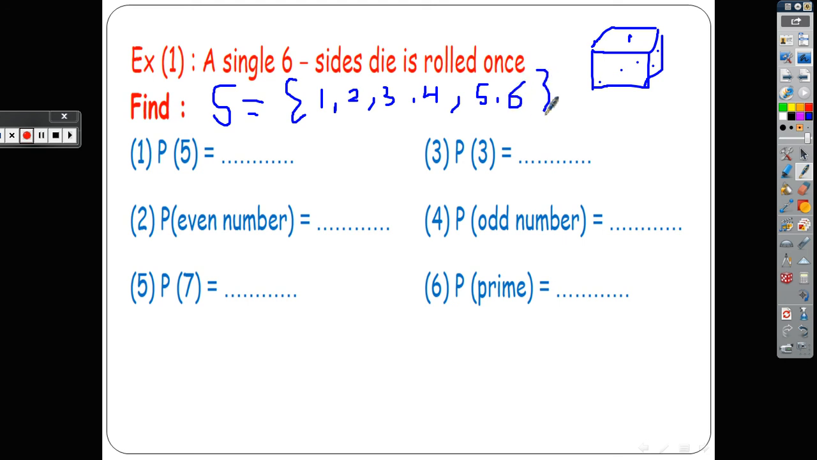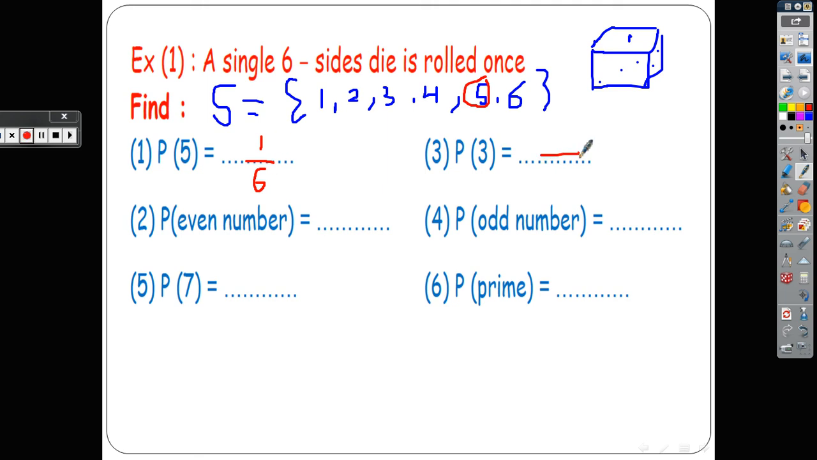This is the sample space of the die. If you want to find the probability of 5, you write how many faces contain 5. Only one face contains 5. How many 5s are in the die? Only one 5. So you write 1 over the total number of elements in the die, which is 6. What is the number of faces of the die? 6. So you write 1 over 6.